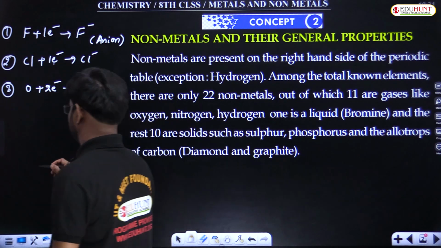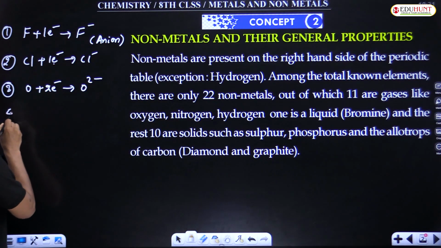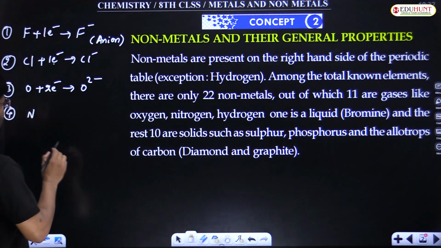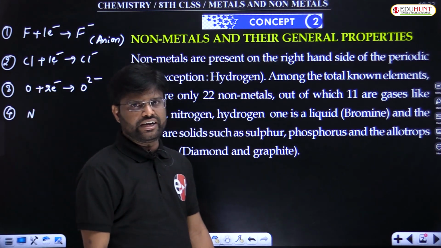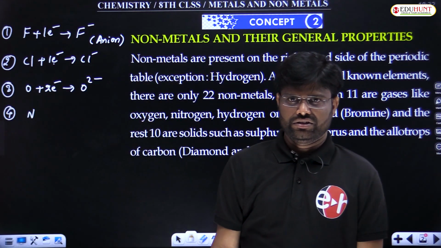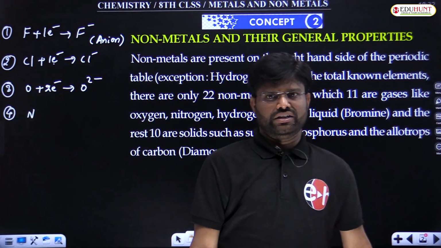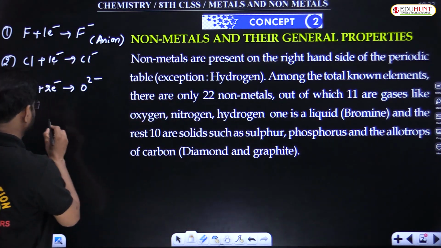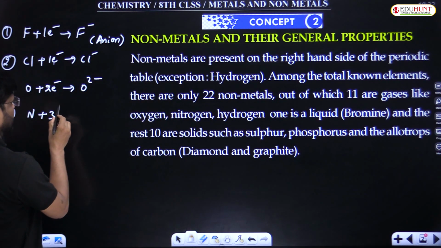Next, let's go to the fourth example. Nitrogen, whose atomic number is 7. It takes 3 electrons, 7 plus 3 is 10. So it will form N3 minus.